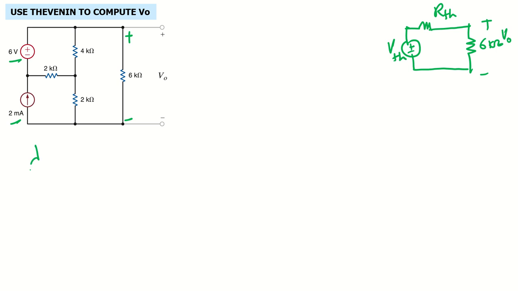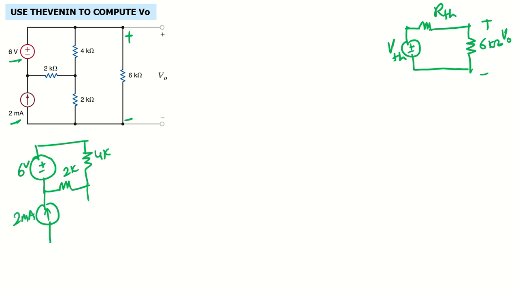Let's redraw the circuit. It will look like this: 2K, and here we have 4K. This is the 6 volt source. This is my current source, which is 2 milliampere, and I have this 2 kilo ohm here, and here it becomes our open circuit. So we need to find R Thevenin from this end, and the voltage drop between these two nodes, which is V Thevenin.